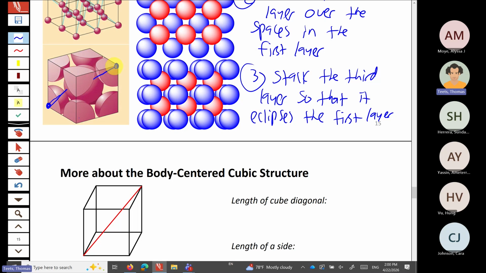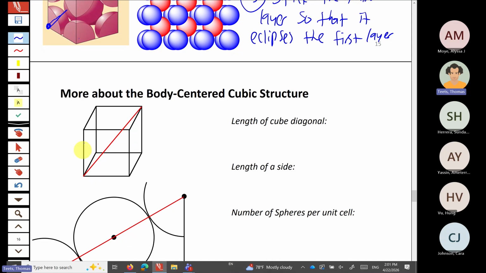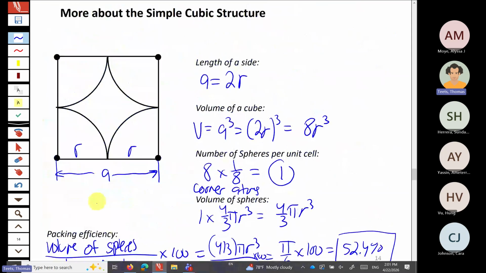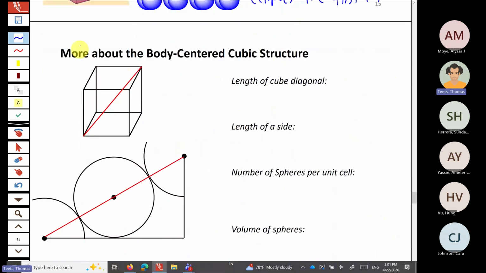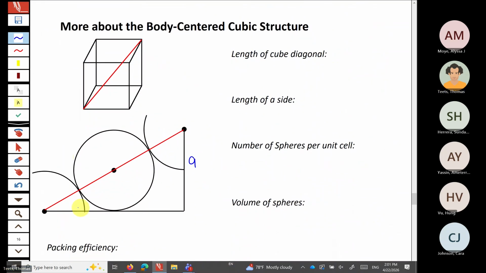And as you go through that diagonal, you're going to go through the radius of this sphere, the whole diameter of the center, and then the radius of the one on the opposite corner. And that's what this is showing here. And this is a two-dimensional slice of that, where this is the length of one side, and this here is going to be the cube diagonal shown in red here.